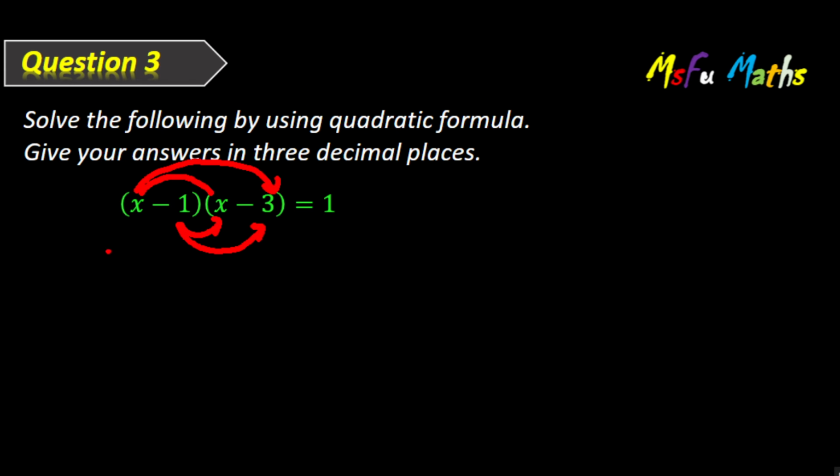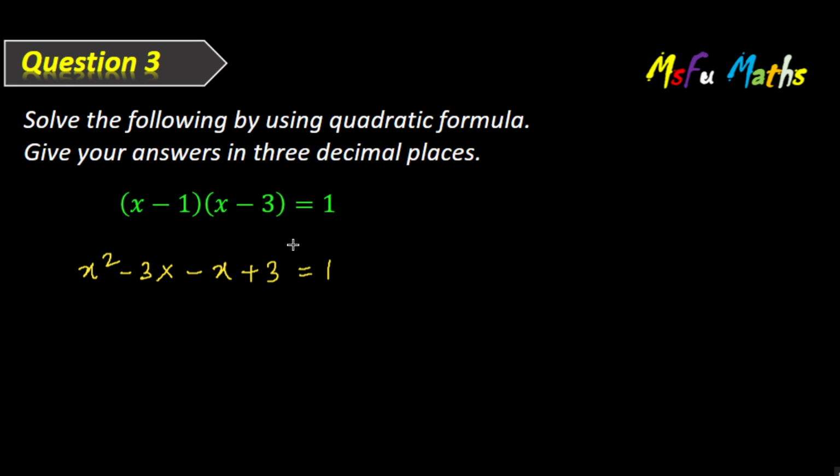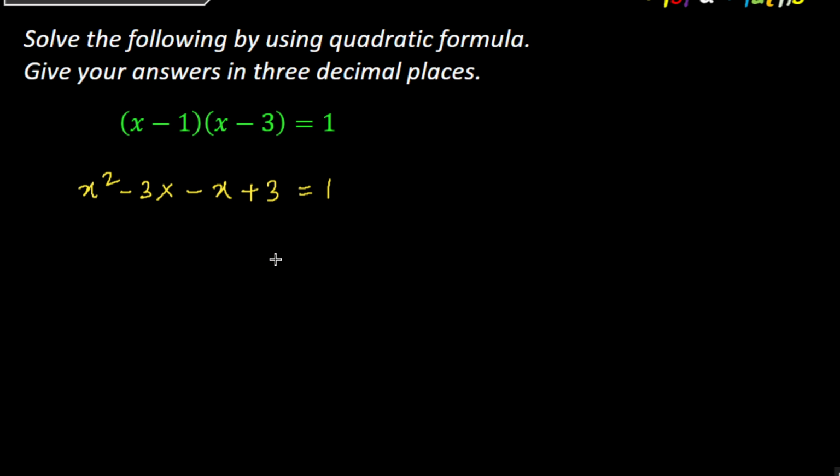So when I expand this one, we will get x times x is x squared. x times negative 3 is negative 3x. And then here, negative 1 times x is negative 1x. And then here, negative 1 times negative 3 is positive 3. So I will write here x squared minus 3x minus x plus 3 equals to 1. This is not our general form. We have to simplify until you get ax squared plus bx plus c equals to 0.